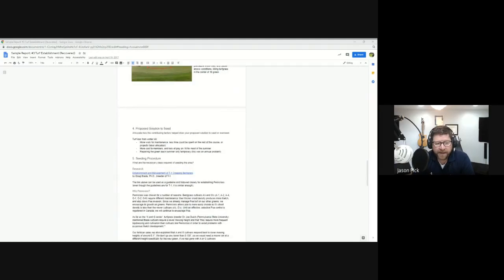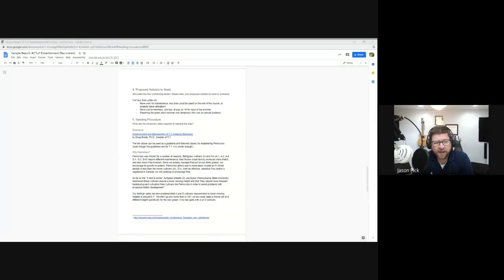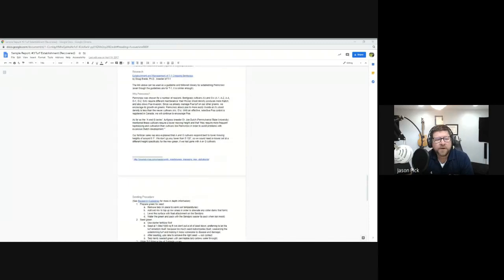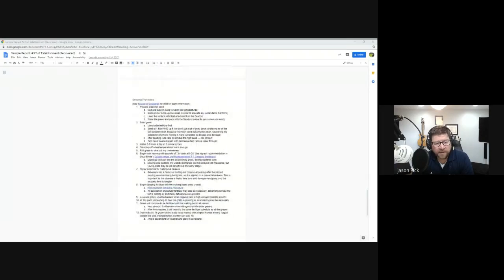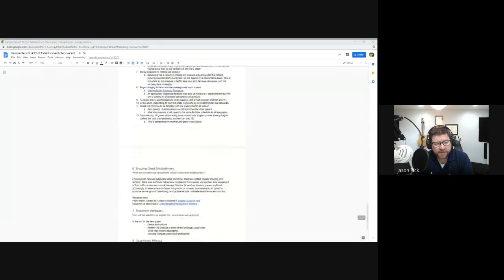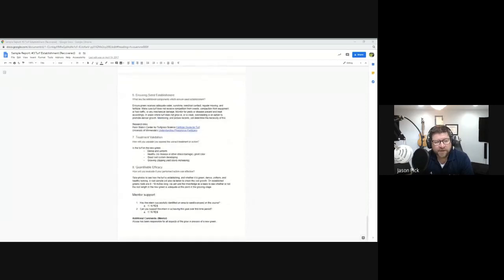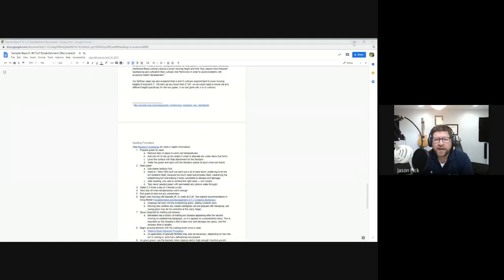In this case, she continues on, proposed solution to seed and why, seeding procedures, the type of seed, the rates, etc. How's she going to ensure that it's established? And her mentor, in this case, didn't sign up for it. I think they were off. But nonetheless, that was one example of how Alyssa was able to share with me what her game plan was.